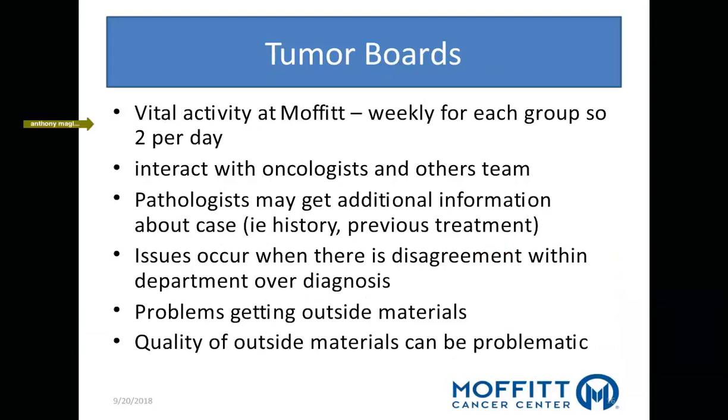Now, tumor boards are really, at Moffitt, the central part of our activity as pathologists, and that's where the team really meets. At Moffitt, the cancer teams are organized around cancer sites. So there's a head and neck team, there's a breast cancer team, there's a GYN team. And it's a great opportunity for the pathologists to fully interact with the overall care team.